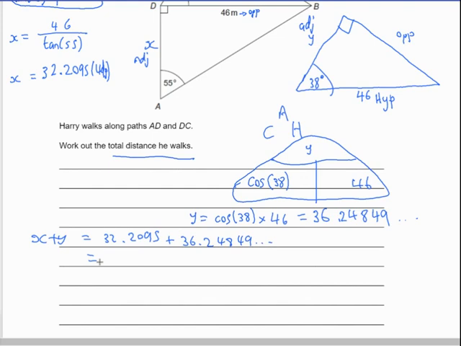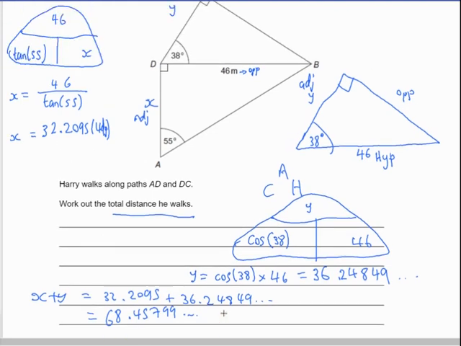32.2095. And that's going to give me 68.45799 dot, dot, dot. And that gives me 68.5 meters. And that's correct to 3 significant figures.